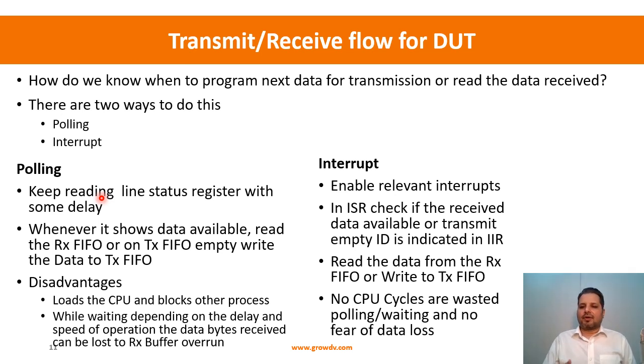You can do this way, right? So this way you can figure out when there is a space in the TX FIFO, you write it, and when there's a character available in the RX FIFO, you read it. Certain disadvantages to these methods are that it loads the CPU and blocks the other. Loads means the CPU has to do the job of polling, right? So it's consuming CPU cycles.